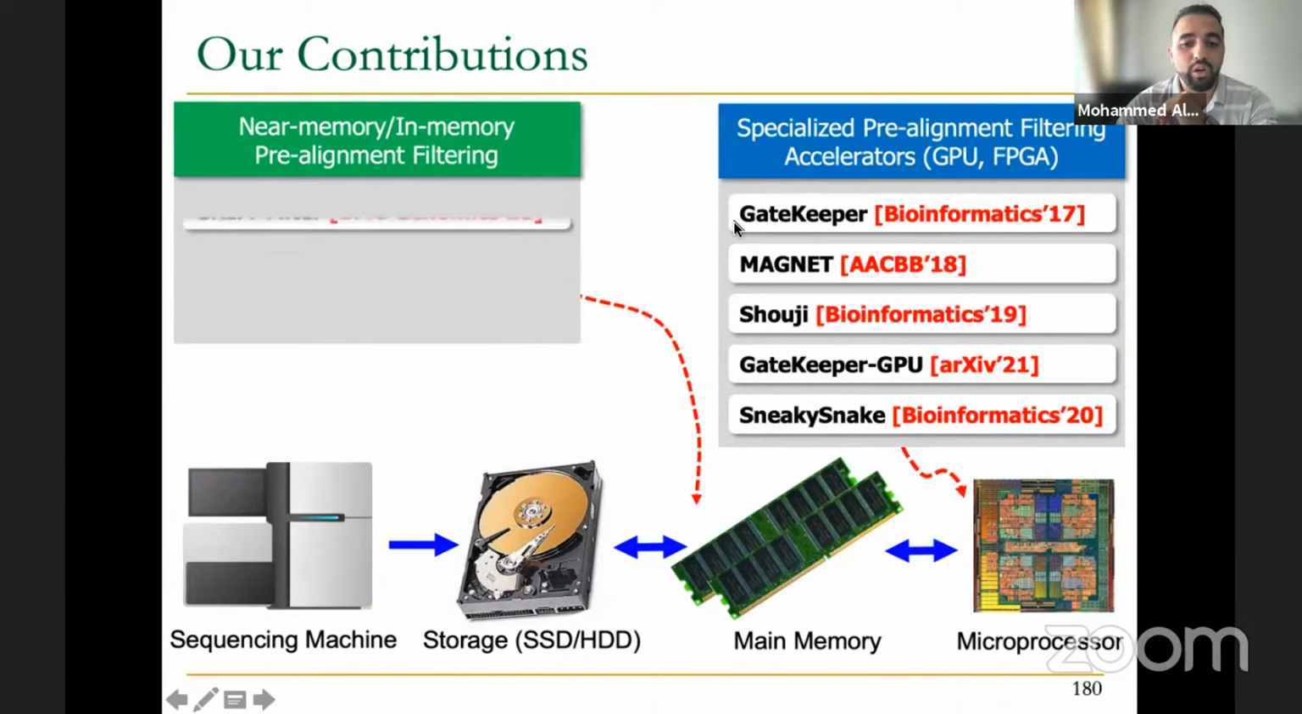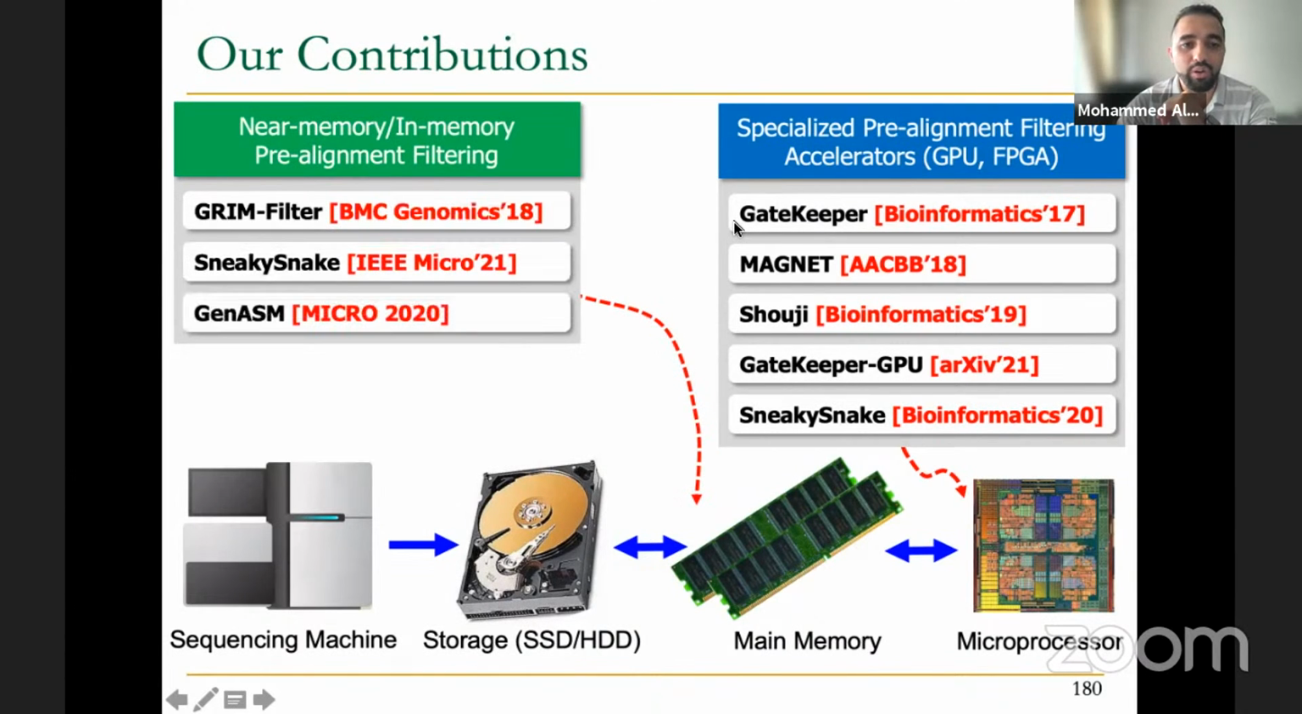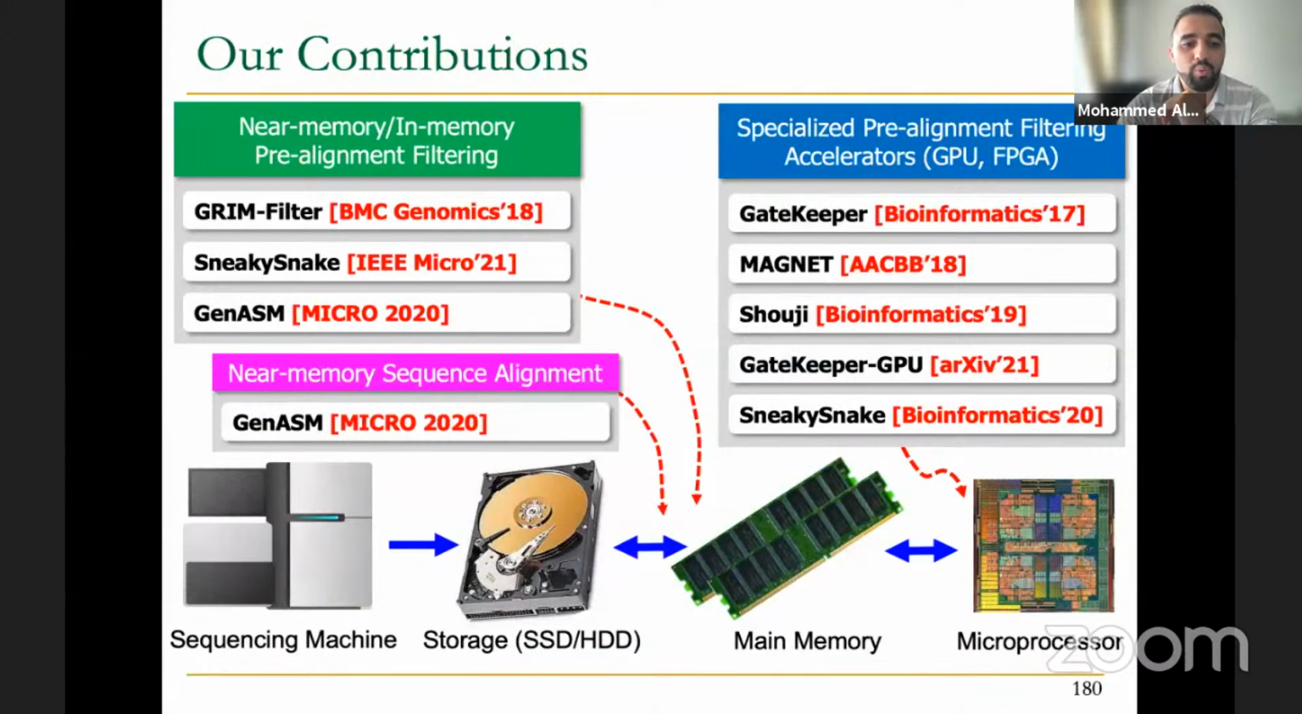And we also did processing in memory or near memory with multiple works. And finally, we did near-memory sequence alignment, which is the very last step that can tell you exactly where the differences and the similarities are.